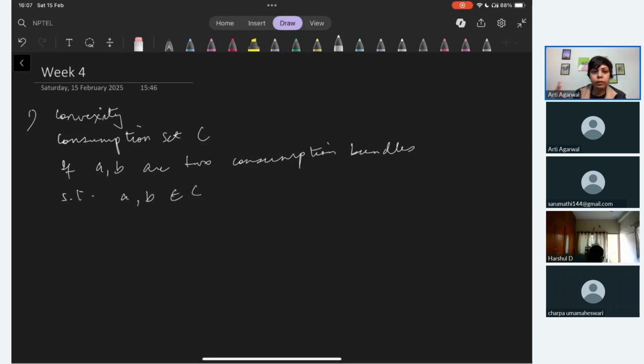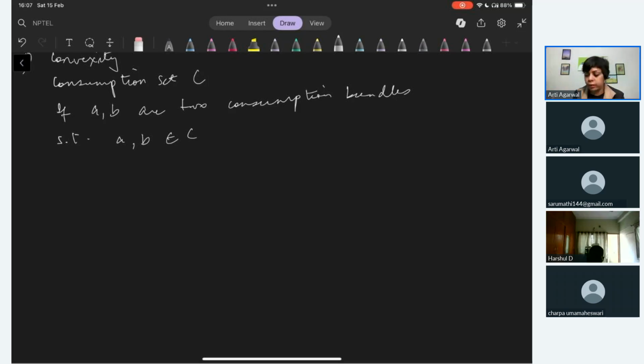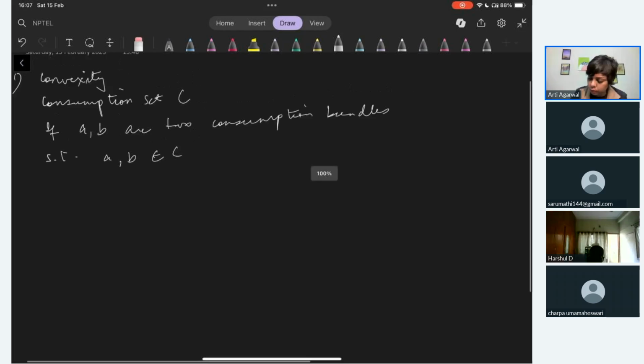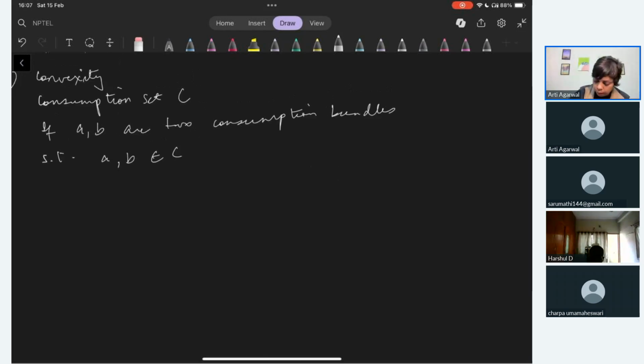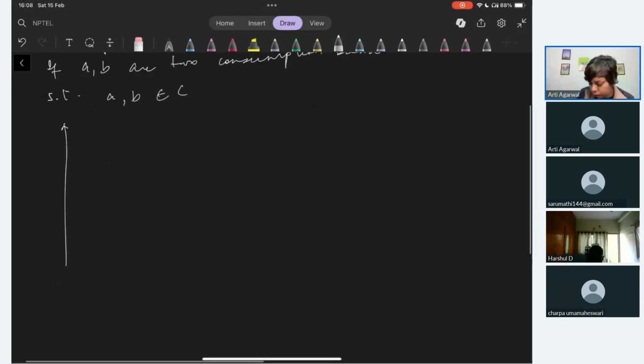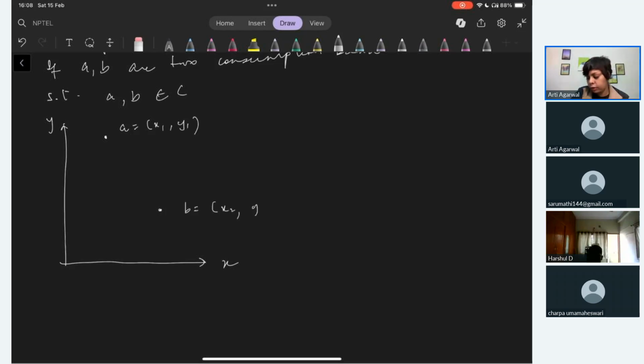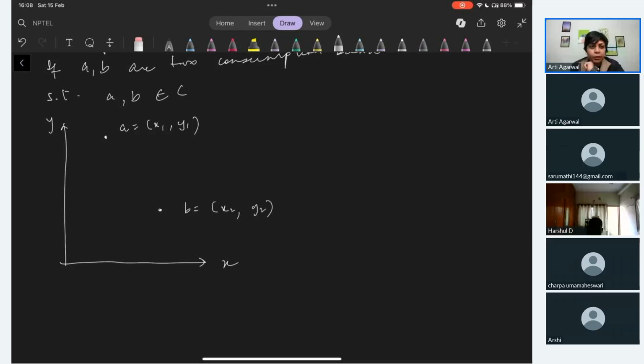Okay, and we are calling this a two good world. All this analysis at your level is considered in a world which has only two goods. So say suppose this is a diagram. This is x, this is y. These two goods are x and y. There are two bundles. This is A, you can say x1, y1, and B is x2, y2. I'm just trying to use a notation which is less confusing. So say suppose these are two consumption bundles.